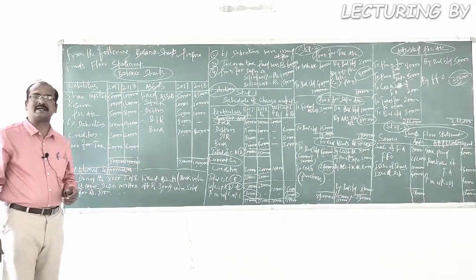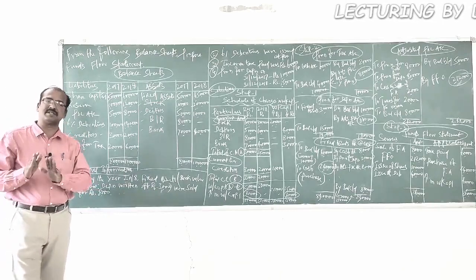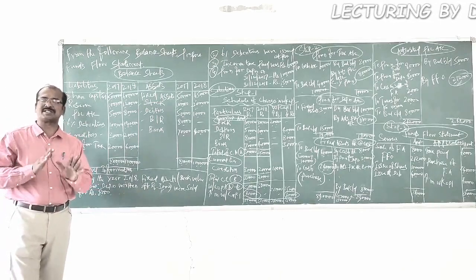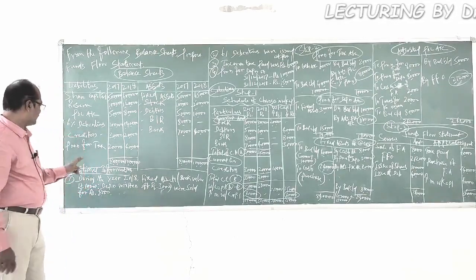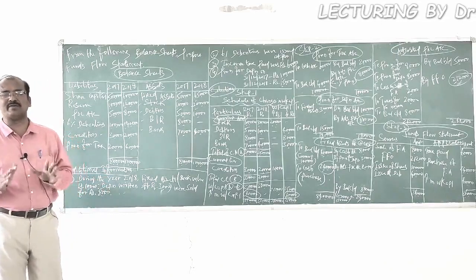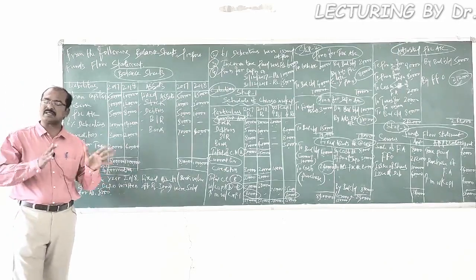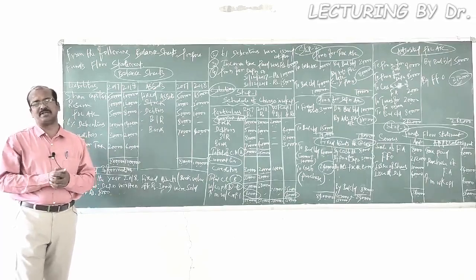Now the next one is creditor, which is a current liability. It has to be channelized through the schedule of changes in working capital, which is step number 1 in the preparation of funds flow statement. Then provision for taxation, let us assume it as a non-current liability. We will open a ledger account for this non-current liability and find out if there is any hidden information.